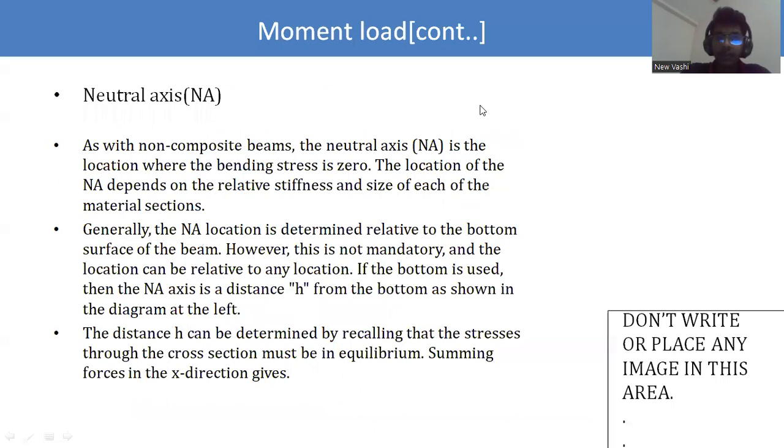There is a topic in the moment load, which is the neutral axis. As with non-composite beams, the neutral axis is the location where the bending stress is zero. The location of the neutral axis depends on the relative stiffness and size of each material section. Generally, the neutral axis location is determined relative to the bottom surface of the beam. However, this is not mandatory, and the location can be relative to any location.